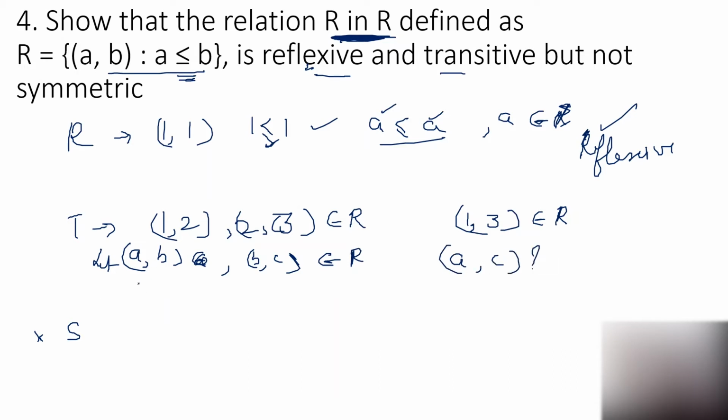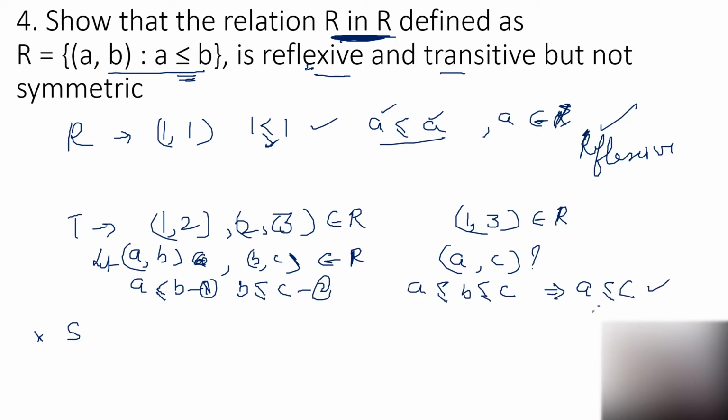If A and B are related, it means A is less than equal to B. If B and C are related, it means B is less than equal to C. So from 1 and 2, we can conclude that A is less than equal to B is less than equal to C. This implies A is less than equal to C, for all A, B, C belonging to the given real number set. Therefore, it is transitive. Yes, it is transitive.